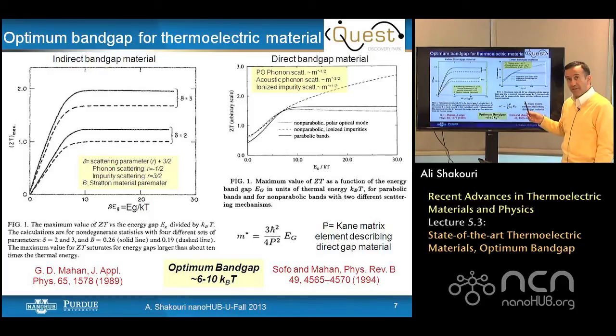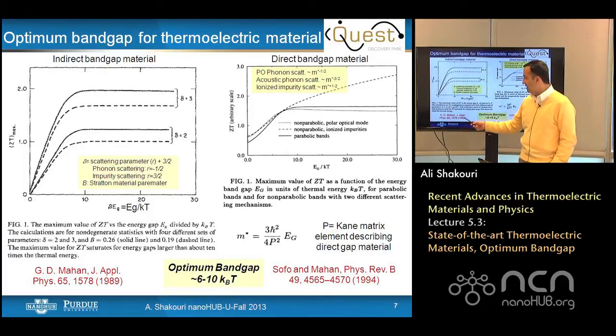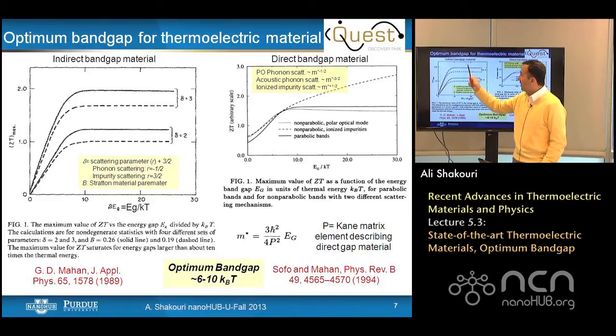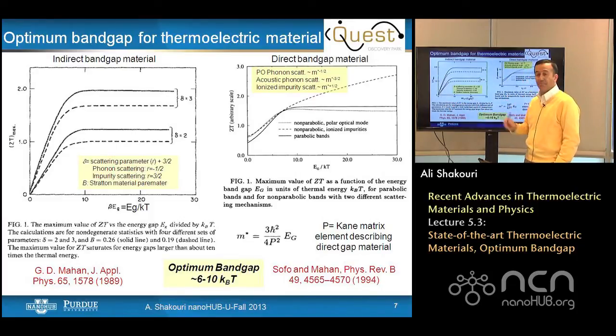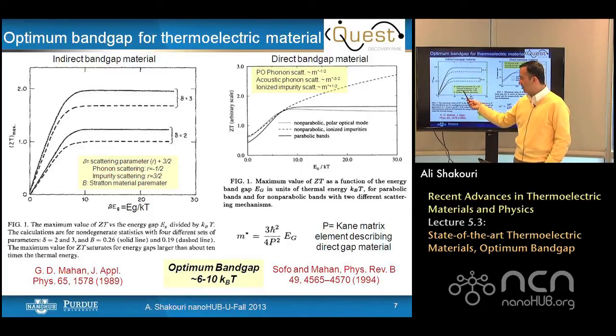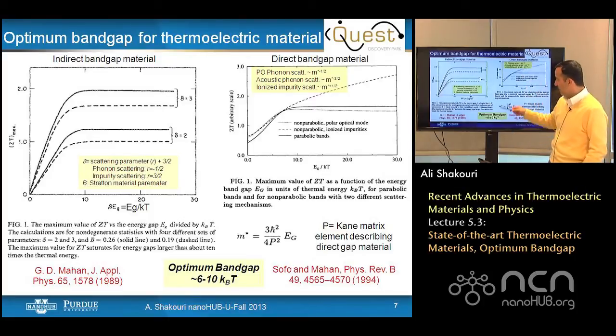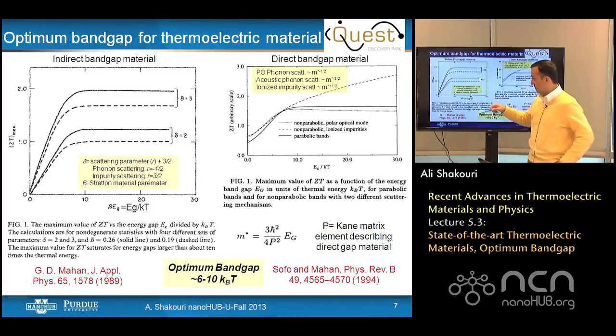Again, the original study goes back to Stratton, Chasmar and Stratton, but Mahan in '89 for an indirect band gap material calculated this type of ZT max versus E gap divided by kT. These are two parameters given for different scattering exponents. This is how energy-dependent scattering, what the power factor is for the case of phonon scattering or impurity scattering, and the dash versus solid is a different B parameter.